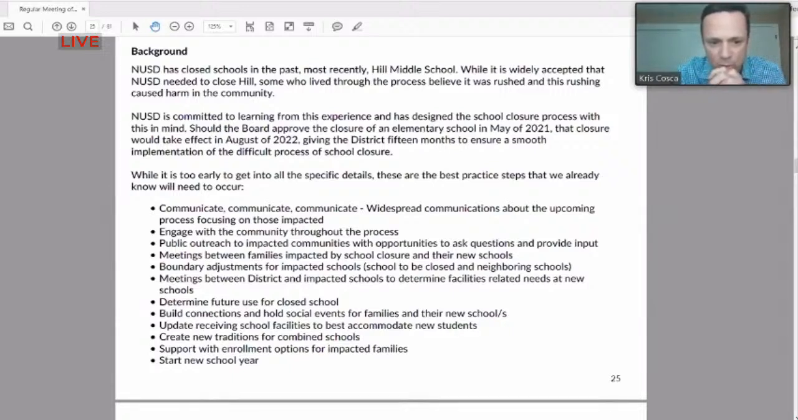We need to support with enrollment options for impacted families. There are going to be some families that don't appreciate this change, and we've got to look at how the transfer process supports them. And then we've got to dive in and make sure that we have a positive start to the school year, 22, 23, when the time comes. So these are some of the things at a high level that we commit to doing as we navigate this process. It's a lot of things on this list.